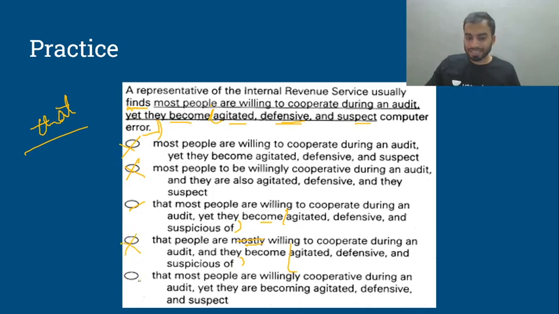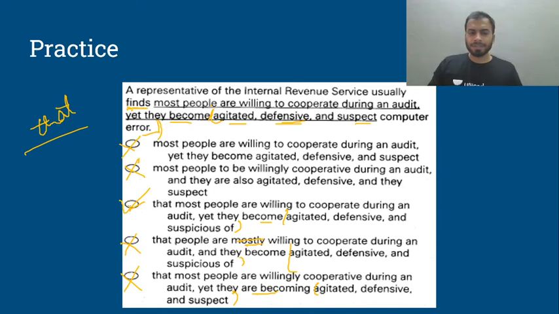So I eliminate C. That most people are willingly cooperative during an audit, yet they are becoming agitated, defensive, and suspect. They are becoming suspect does not make sense at all. We don't need it to be are becoming at all. So I eliminate option E as well, and C is the only option that is making sense to me.